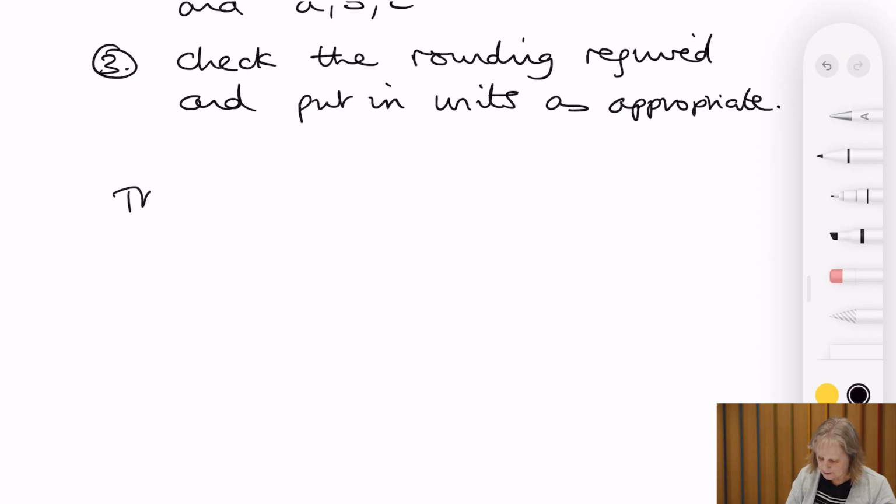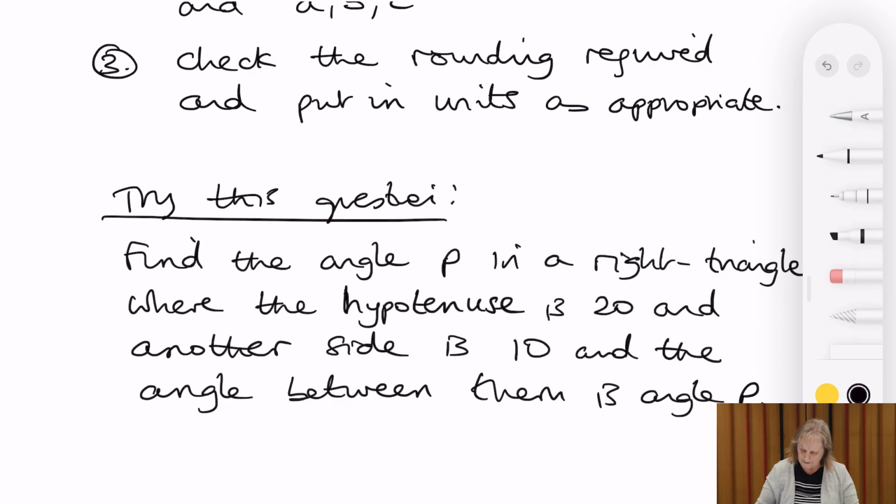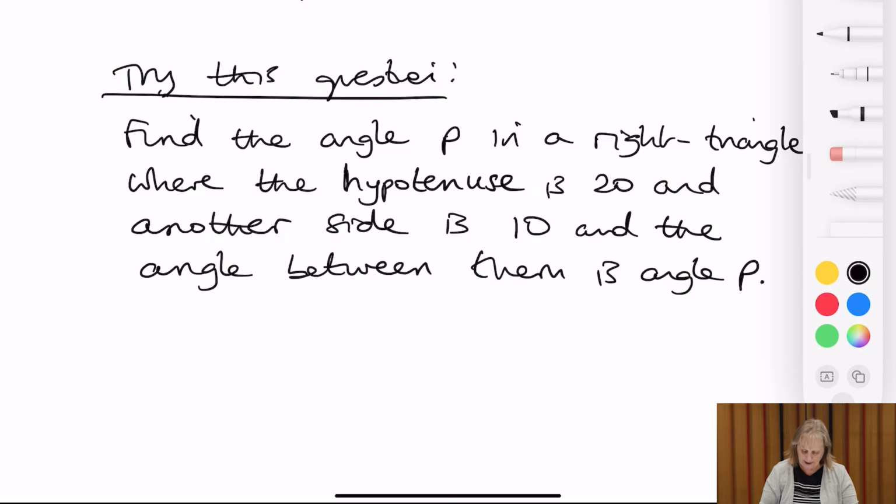And finally, then, there is a question for you to try. So this question for you to try and practice is find the angle P, lowercase p, in a right triangle where the hypotenuse is 20 and another side is 10, and the angle between them is angle P. Okay, and you should find that the angle P will give you a whole number answer, 60 degrees here, for you to practice. Again, draw a diagram, label it, and then work out which sine, cosine, tangent you're going to use from SOH CAH TOA as a reminder.